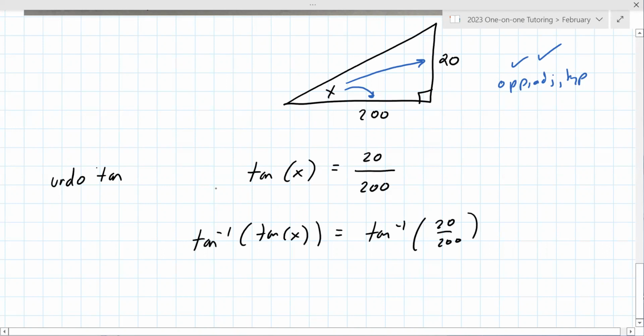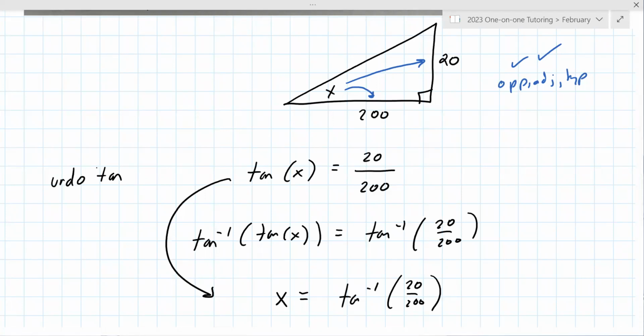What most students end up doing is just going right down here to this line where it's the tan inverse of 20 over 200, like that. The tan inverse undoes tan. Again, it's not super important that you know that. It's more important that you recognize that if you don't have the angle, you're going to use the inverse, whether it's sine inverse, cosine inverse, or tan inverse, and you're just going right to your calculator.